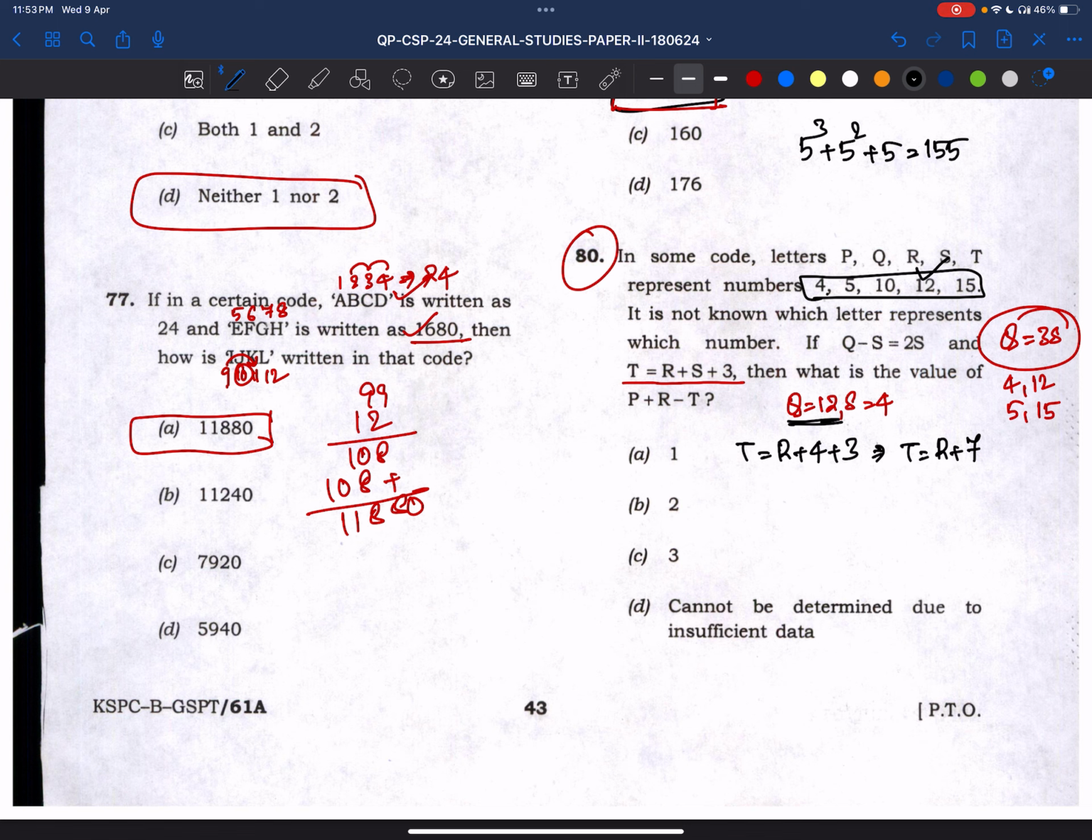Next, what is the next value? 10. If R is 10, T will be 17. But there is no 17 in the set of values, right? So Q and S can be 12 and 4.